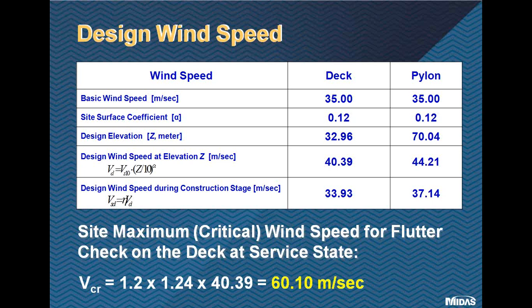Then the real maximum wind speed that may occur in the project site for flutter check at surface state can be calculated by adding the safety factor and turbulence coefficient, so that becomes 60.1 meters per second. It means the bridge should have a wind resistant capacity at a wind speed higher than 60.1 meters per second.